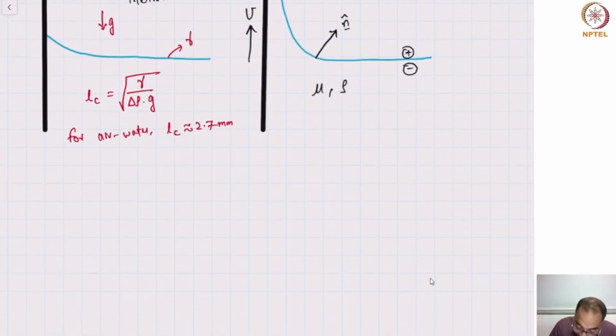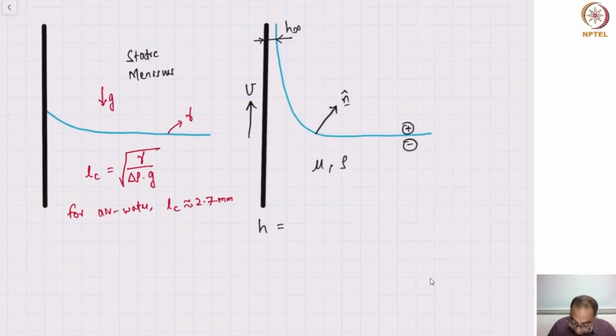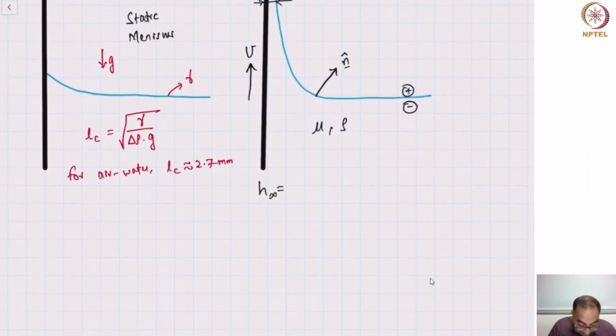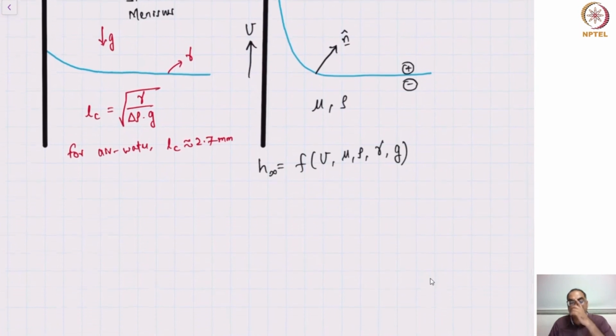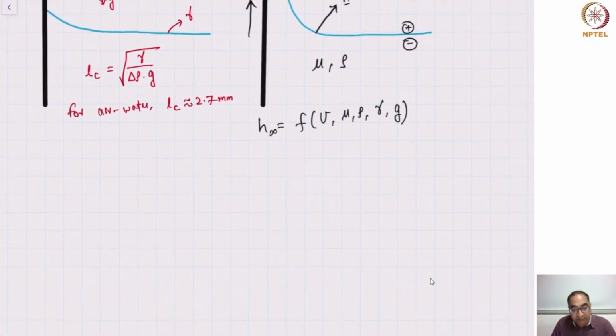If I write down on what the thickness of this coating, H infinity, depends, the thickness of the coating would be a function of, as I already said, velocity of the substrate, viscosity, density, gamma, surface tension, and gravity. These are the parameters. Now we can use the Buckingham Pi theorem and find that there are three non-dimensional numbers which govern this problem.